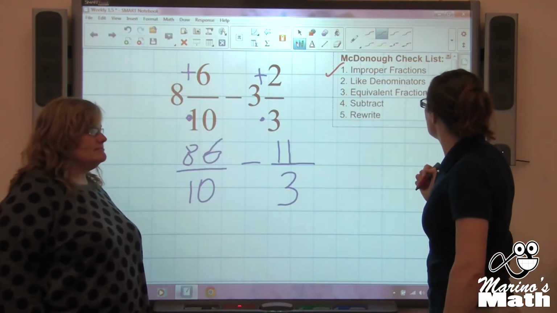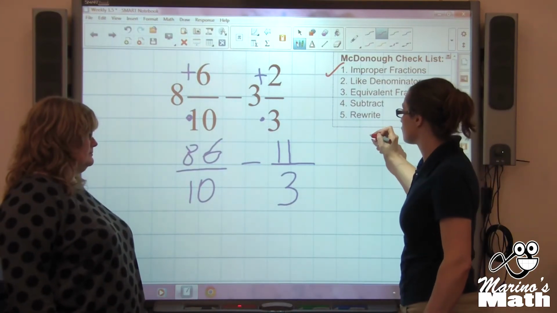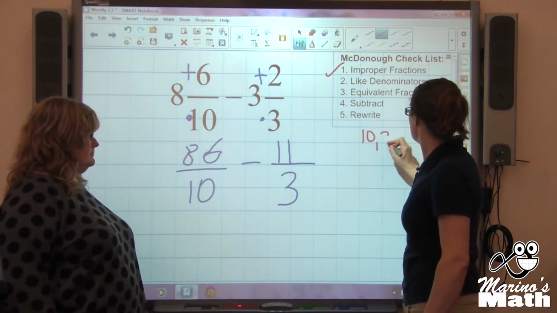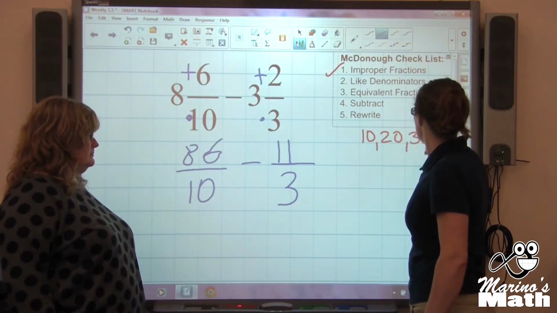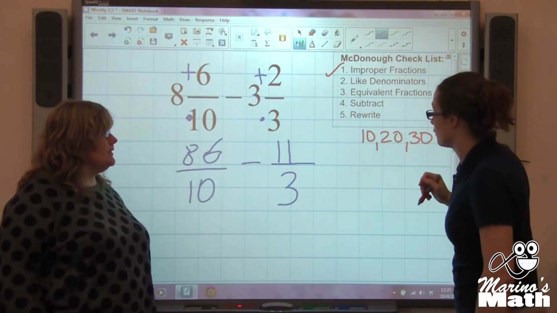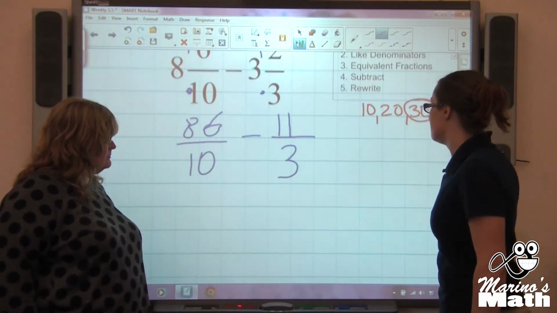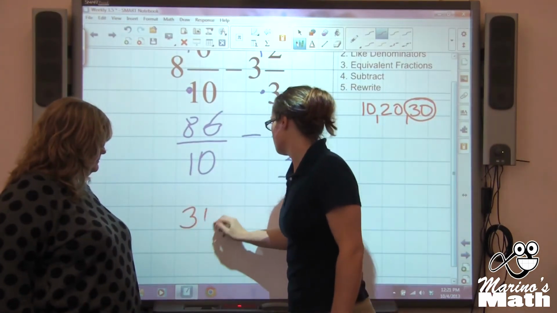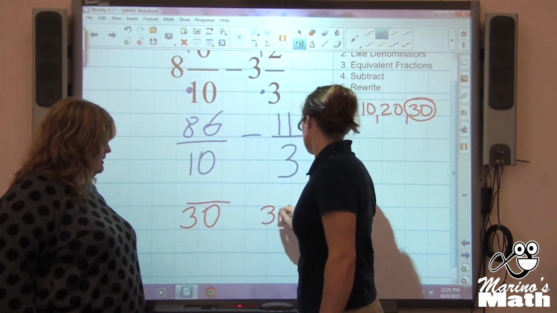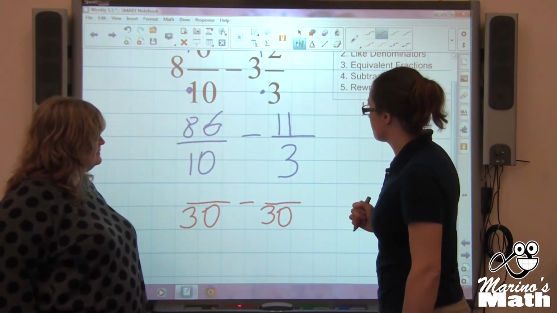Step 2, I need to make like denominators. And I think I'm going to count them kind of over here. My bigger one is 10, 20, 30. I'm going to stop right there because I see that 3 goes into 30. Yeah, that one will work. So you like to rewrite them by writing your denominators like this. Yeah, kind of get them ready.